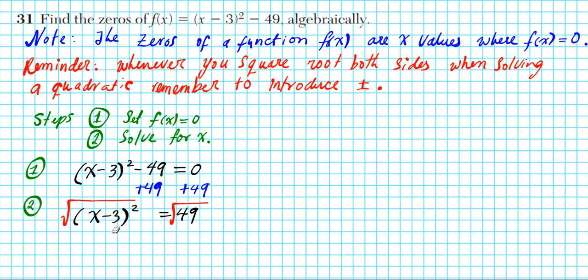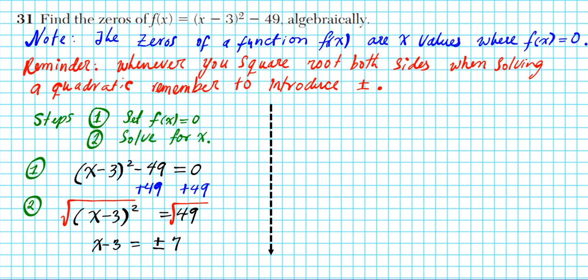Remember, this fact that we're about to use applies to even roots, and one of the even roots is the square root. So anytime you take an even root of a power that's also even, you want to introduce what? A plus or minus. So we're going to have x minus 3 equals plus or minus 7. This is because when you raise positive or negative 7 to the second power, you end up with positive 49. That's why we have to introduce plus or minus.